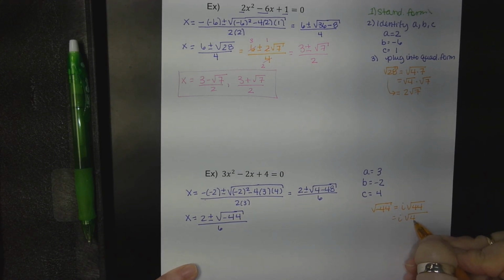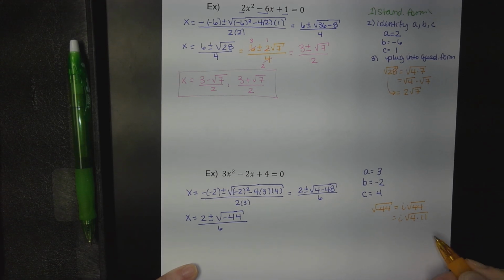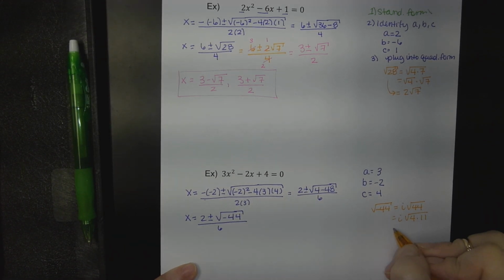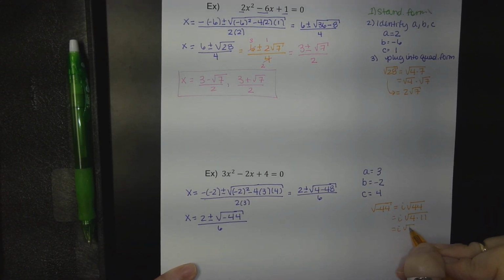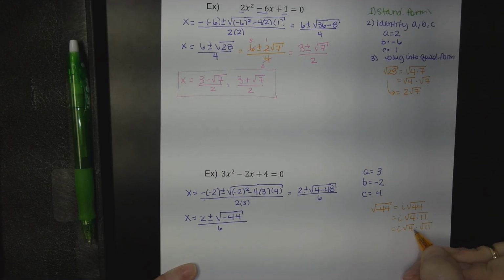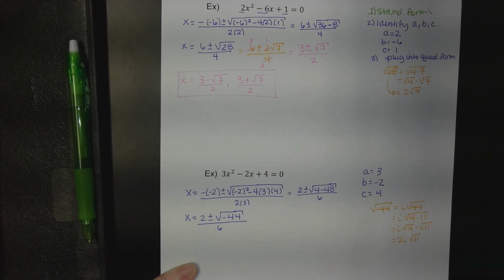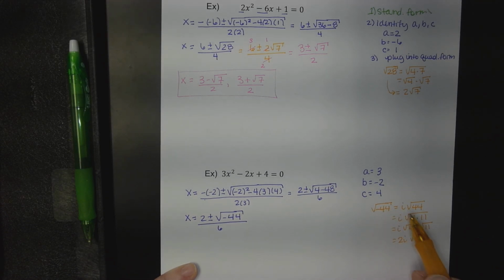times the square root of 4 times 11, right? Because 4 is a perfect square. So i times the square root of 4. Square root of 4 is what? 2. So that's 2i square root of 11. That's going to be the simplified form of the square root of negative 11.